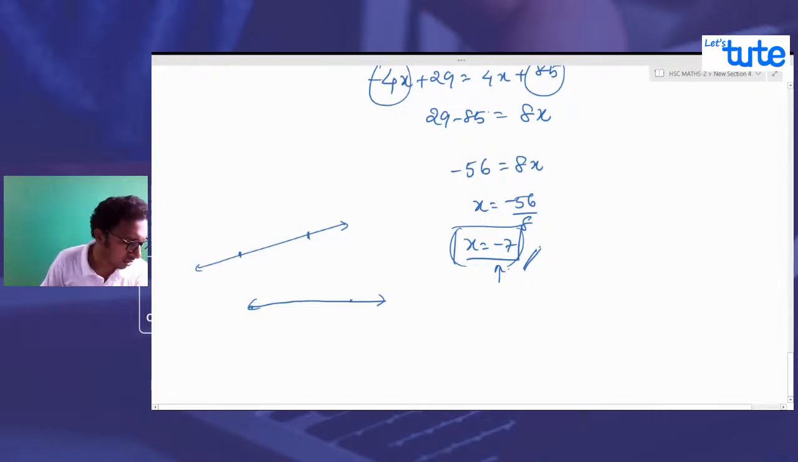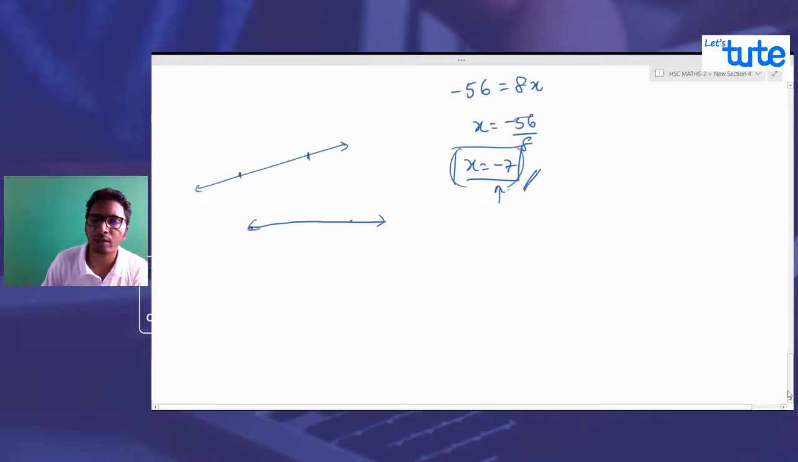Let's solve one more question. The question says, find the relation between x and y, such that the point x, y is equidistant from 2 more points, that is 3, 6 and negative 3, 4.